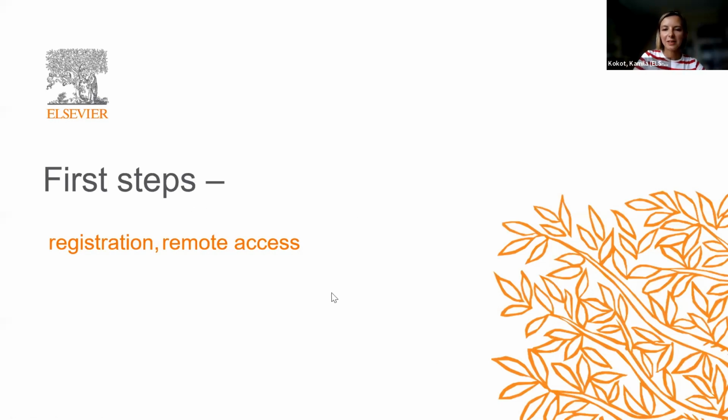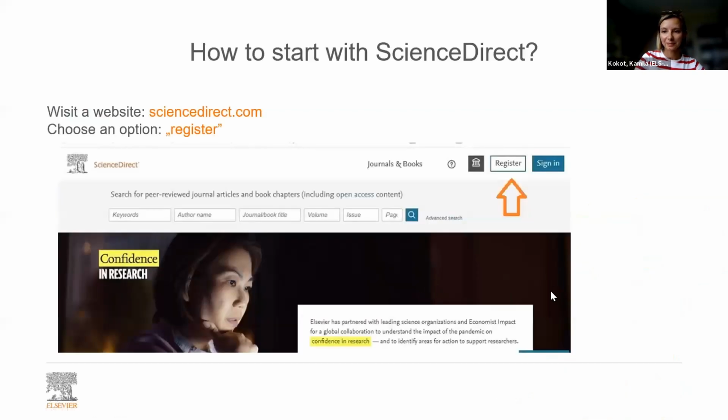Okay, now I'm here. So let's start with my topic. Now, how to start with ScienceDirect. A few words about Elsevier solutions, how to register, how to sign in. So first of all, you should visit the website ScienceDirect.com, and use the option Register. This is a white bar on the top right corner of the screen.